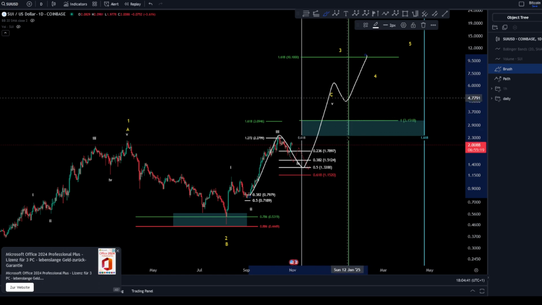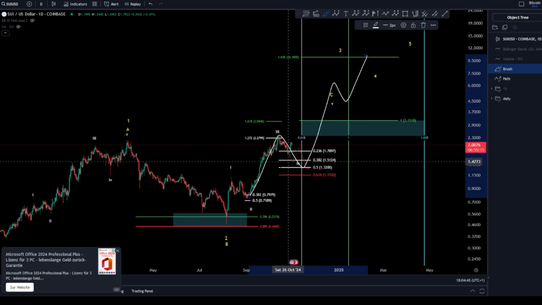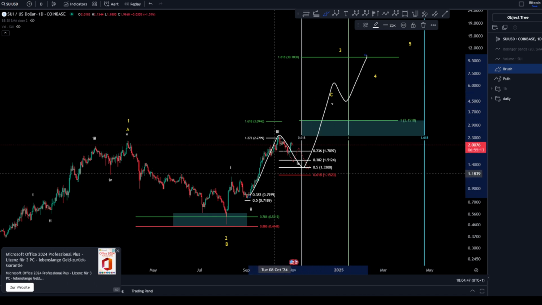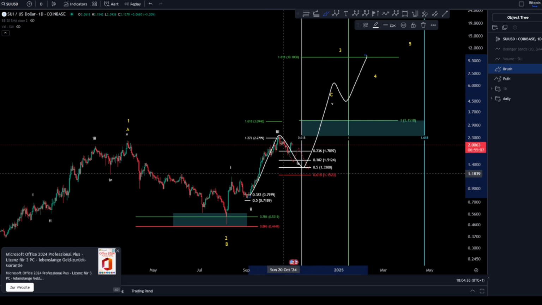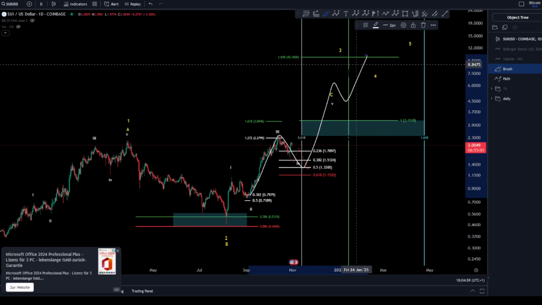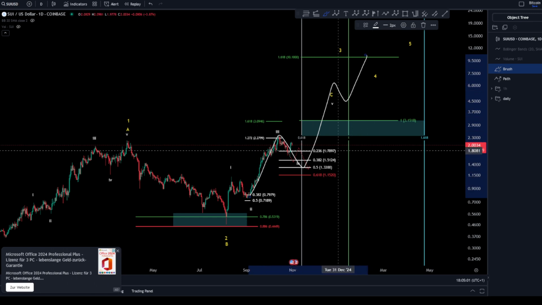However, your wave 4 might even be shallow, but it still can be, guys. It still can be an impulse. What matters is that the wave 3 should always be the longest, I mean, not the longest, but longer than your wave 1 or your wave 5, but never the shortest.